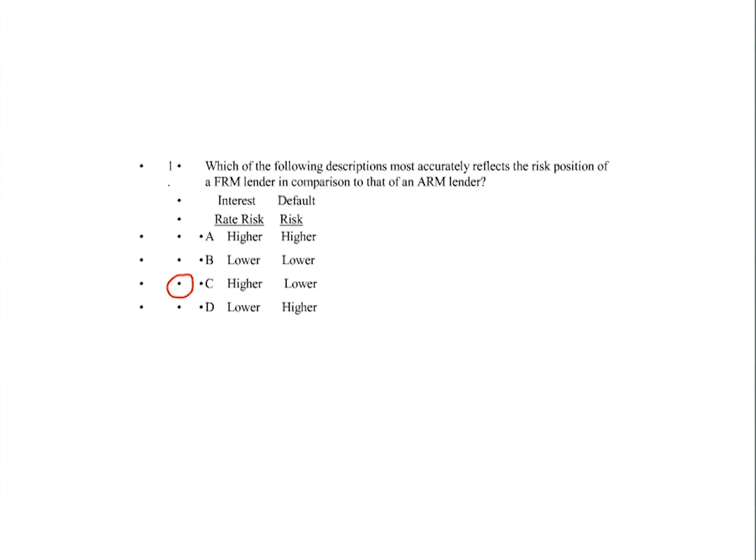This slide, the first question: which of the following descriptions most accurately reflects the risk position of a fixed mortgage lender in comparison to an adjustable rate lender? A fixed mortgage lender would have a higher interest rate risk, but a lower default rate risk, which we see is C.